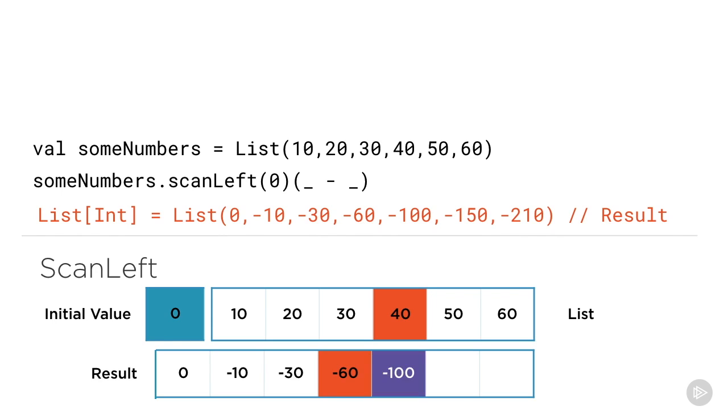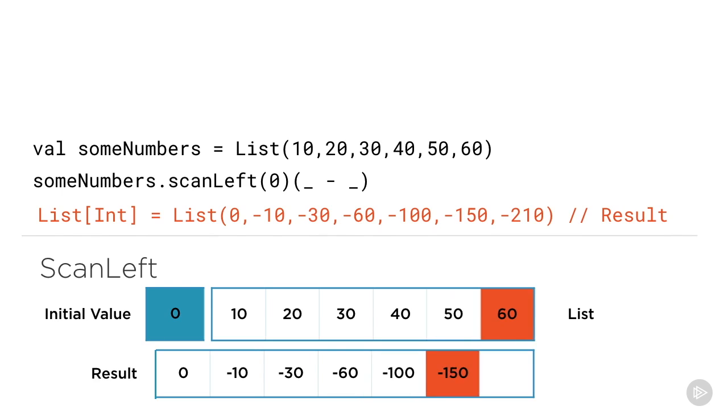Once you've understood scan right, all you really need to keep in mind to make sense of scan left is that the initial value starts on the left of the input list and the function object is applied left associatively. We keep going and we get a list which exactly matches the list that we saw in Scala. And once again, we have successfully reverse engineered the scan left operation in Scala.